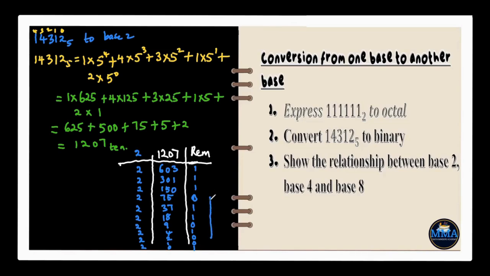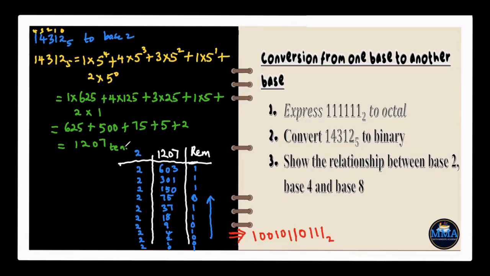Now we move from down up. This is going to give us the value 10010110111 base 2. So that's what this conversion will give to us.